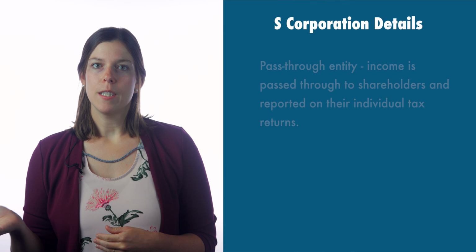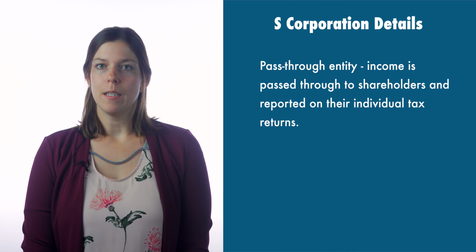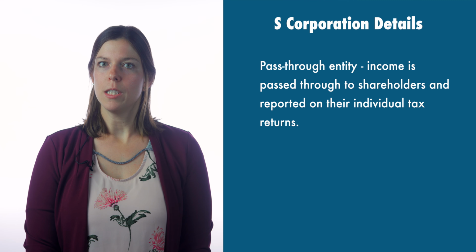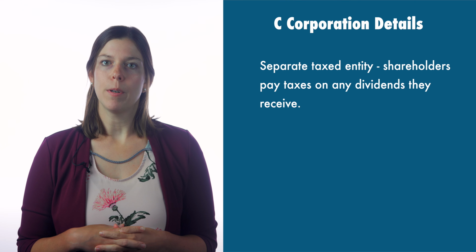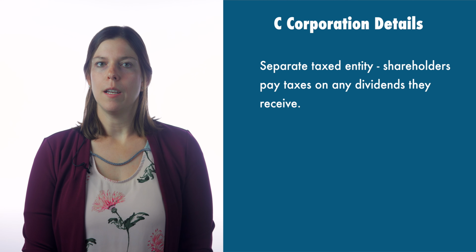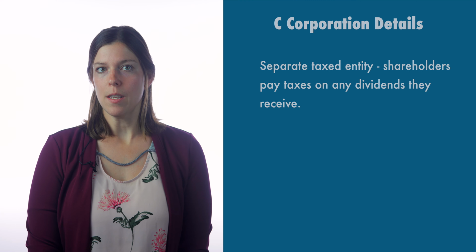An S corporation is taxed similarly to a partnership or sole proprietorship. The business's income and losses are passed through to the shareholders and reported on their individual tax returns. A C corporation is taxed as its own separate entity. This means that the business pays its own taxes on any income it generates, and then the shareholders pay taxes on any dividends they receive.